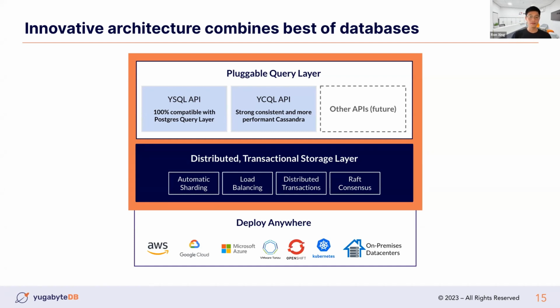Right. Then in terms of the underlying infrastructure, we are infrastructure agnostic. We support deployment on AWS, on GCP, on Azure, even on different flavors of Kubernetes, or even on-premise data centers. We don't want any lock-in on the infrastructure, you are free to choose your own infrastructure to run YugabyteDB. Right.